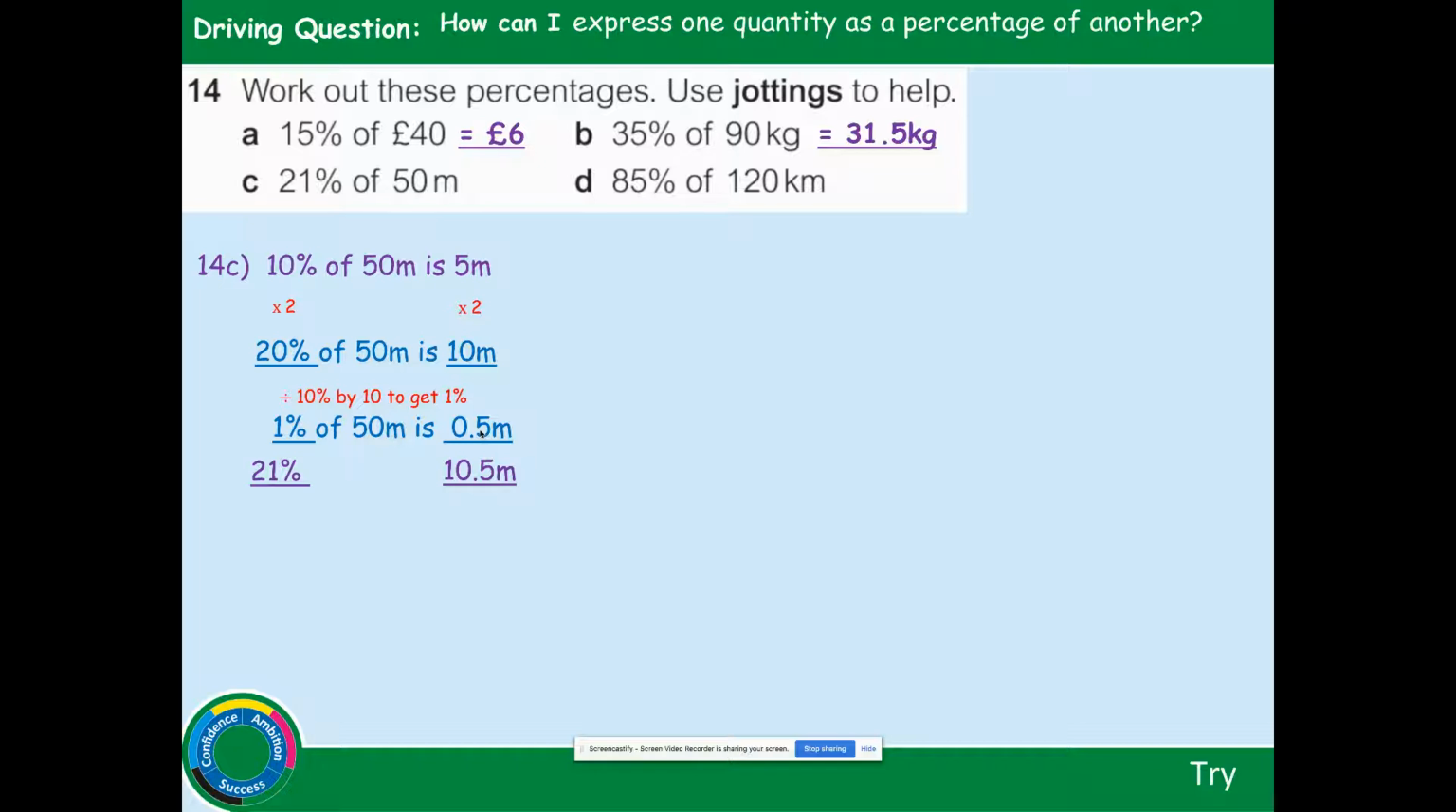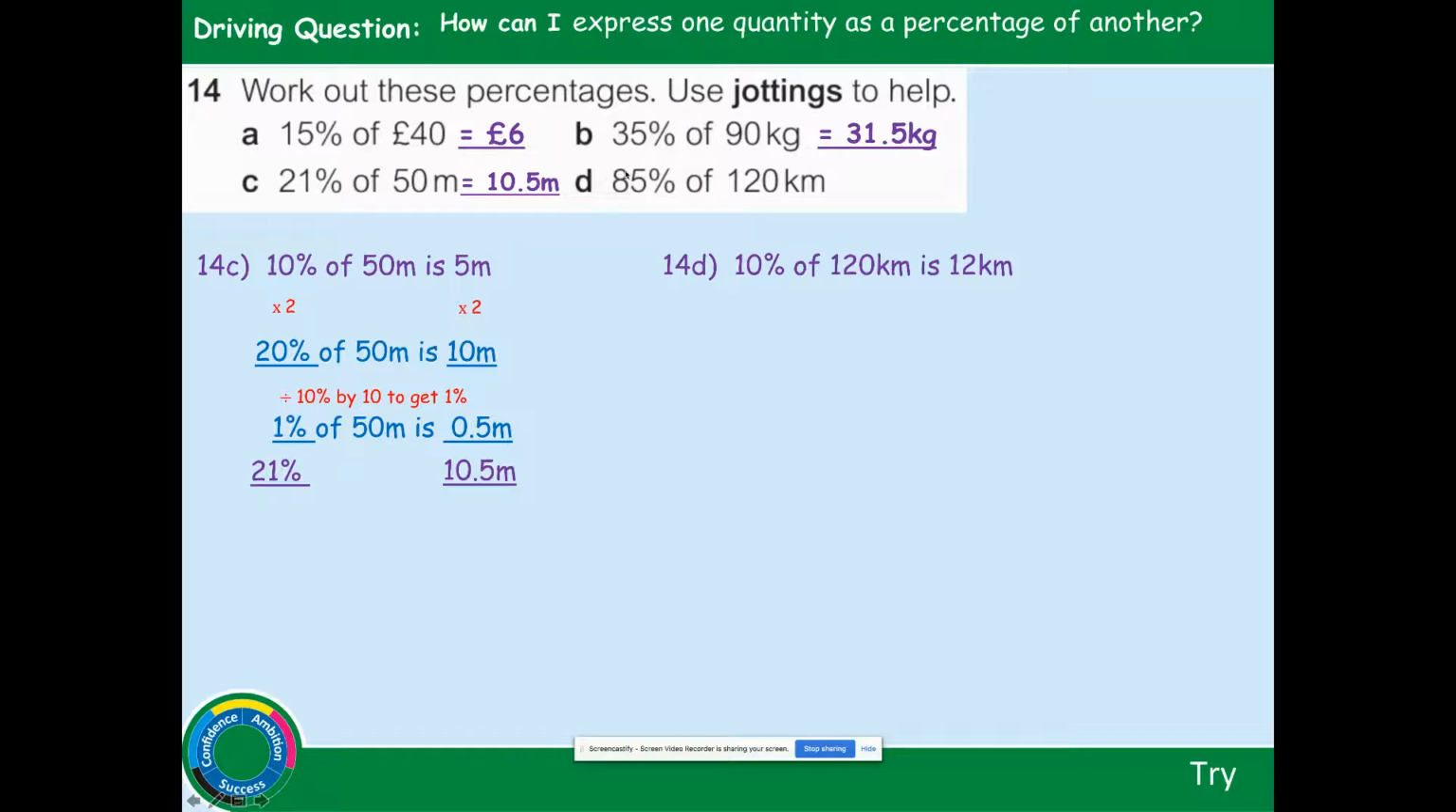D, 85% of 120. So first of all, you're going to find 10%. Okay, we're dividing by 10, so we're moving one place because there's 1 0. So the 1 will move into the 2 place, and the 2 will move into the 1's place where the 0 is, so you'll end up with 12 kilometers.